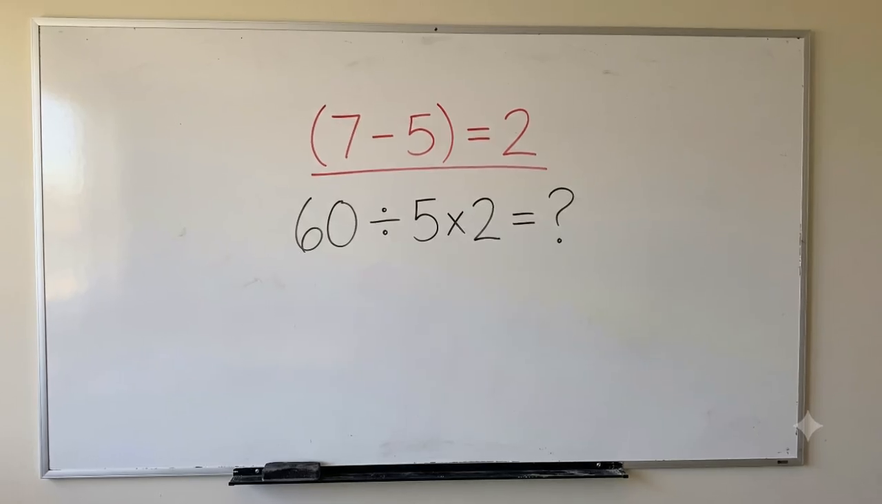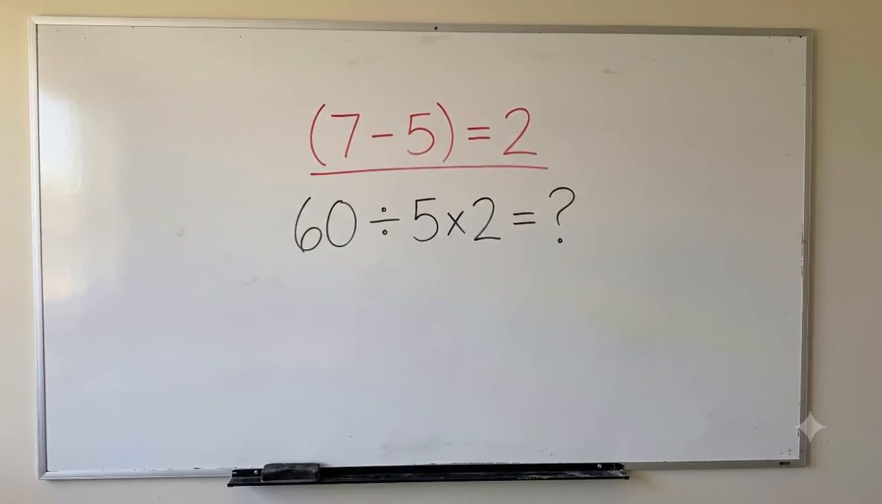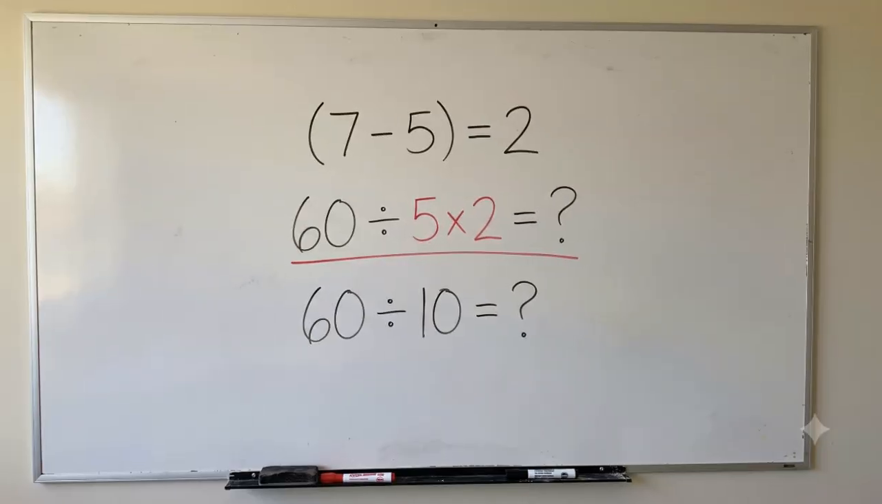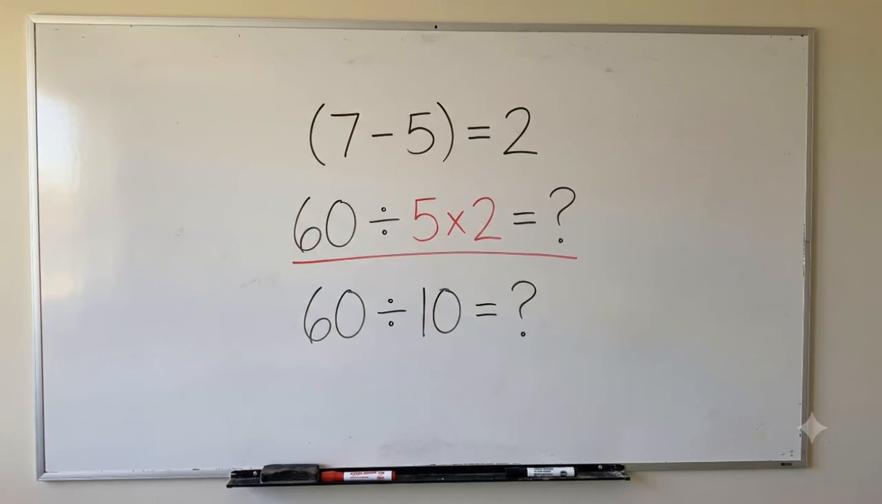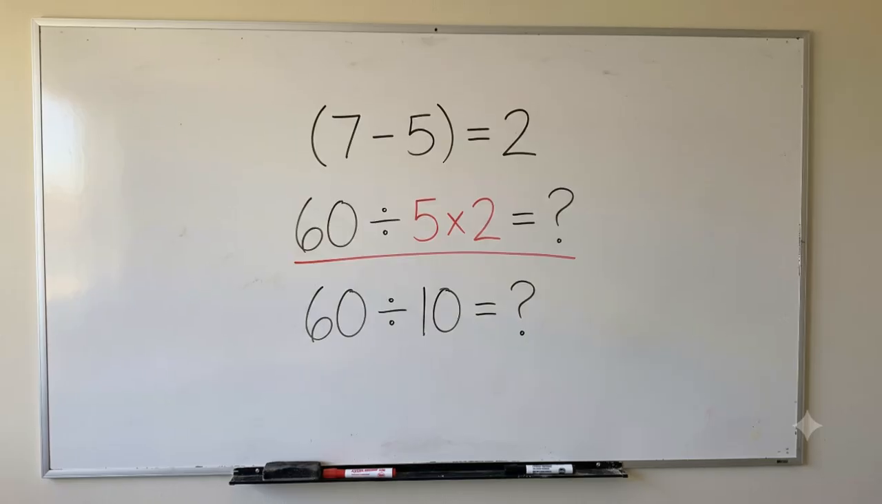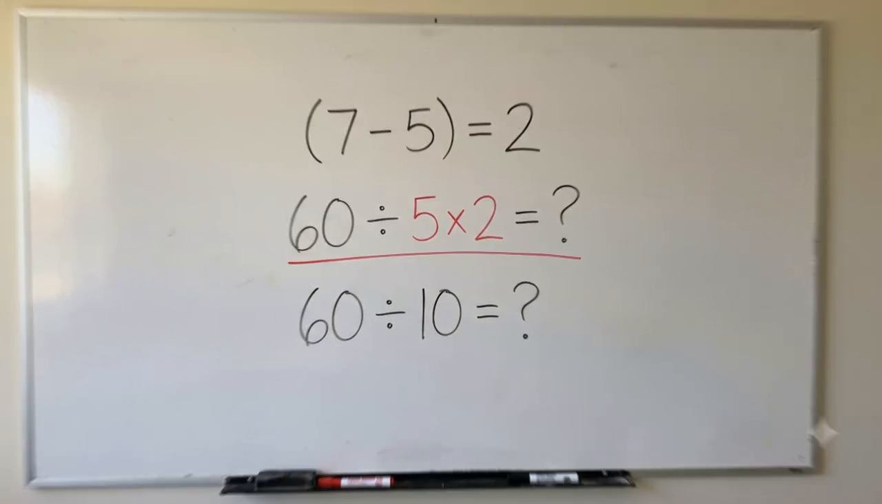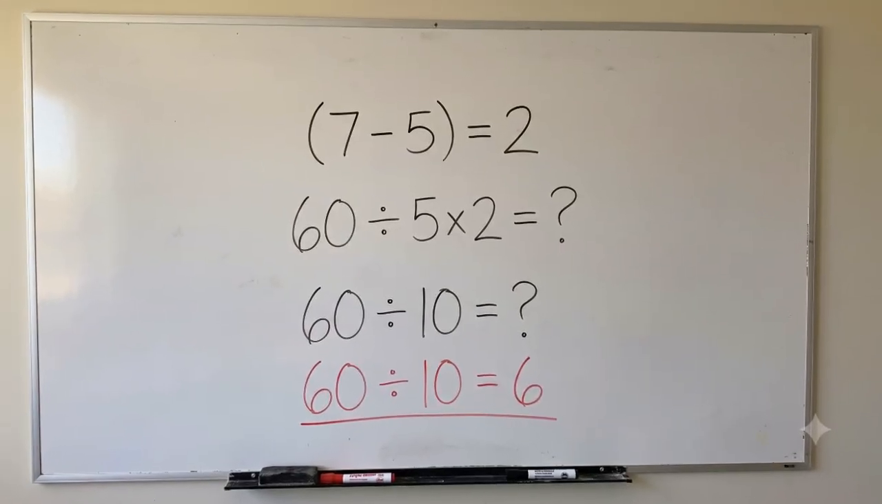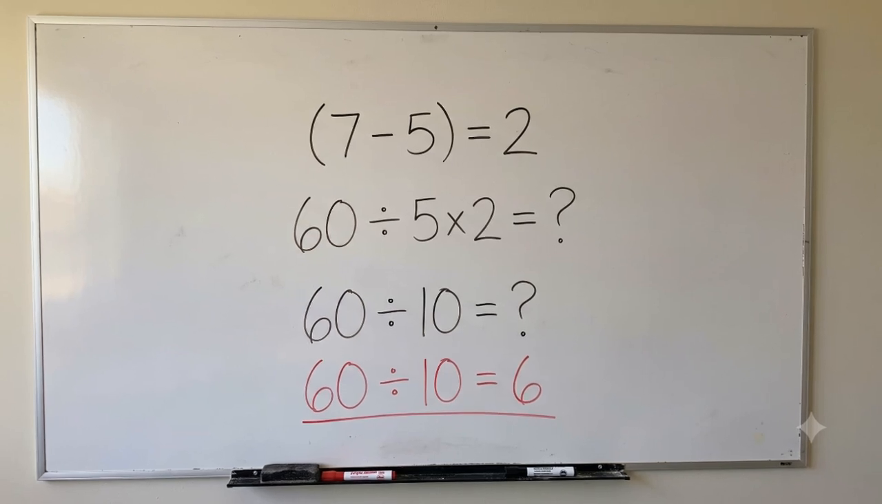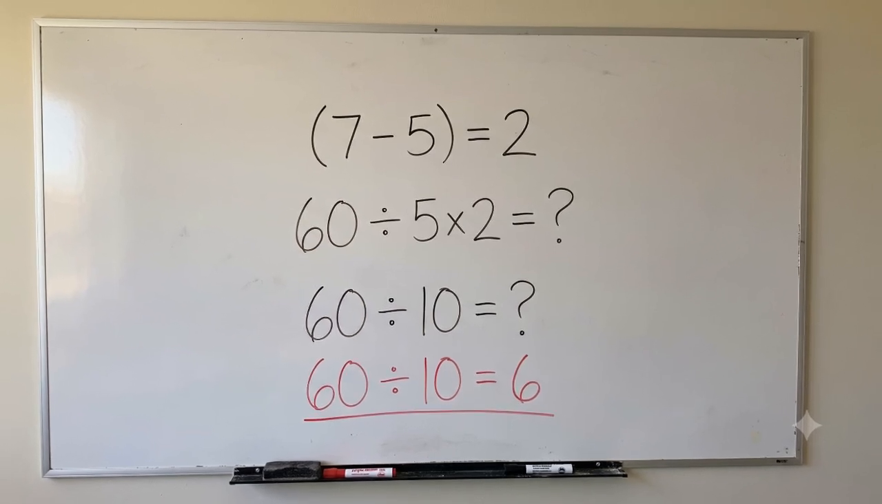First, they solve inside the parentheses. 7 minus 5, that's 2. Then they see 5 right next to the parentheses and multiply. 5 times 2 is 10. Then 60 divided by 10 equals 6. Seems right. Until it's not.